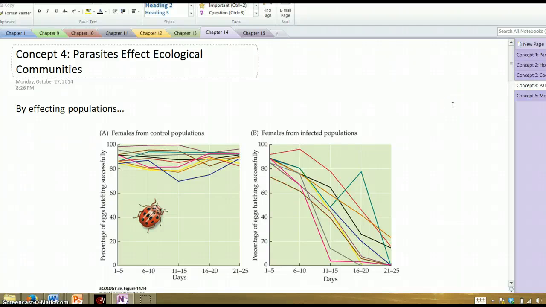Okay, now let's talk about the rest of chapter 14, sections 4 and 5. So, how do parasites affect larger ecological communities, well, populations and communities for that matter?